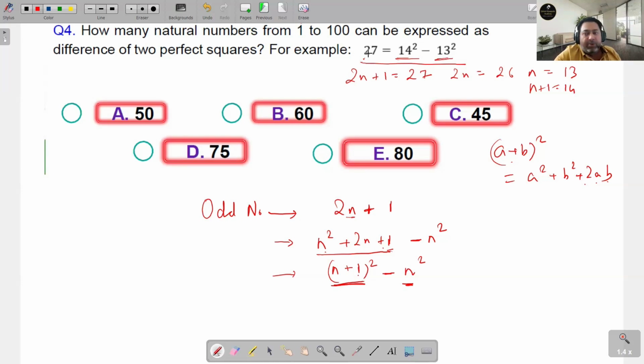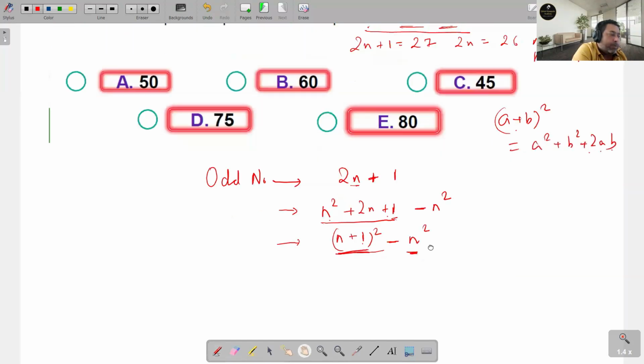Okay, this will be there definitely, but there can be other possibilities also for an odd number. It completely depends upon what that odd number is. So I won't get deep into that. But it can definitely be expressed as two perfect squares, one of them will be of this form. Now what about the even numbers?